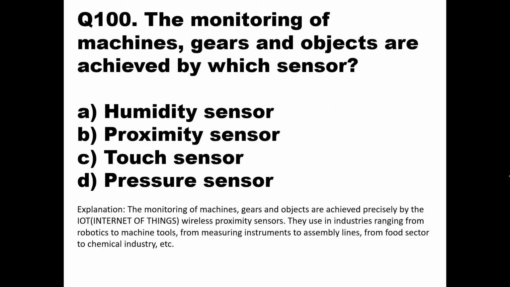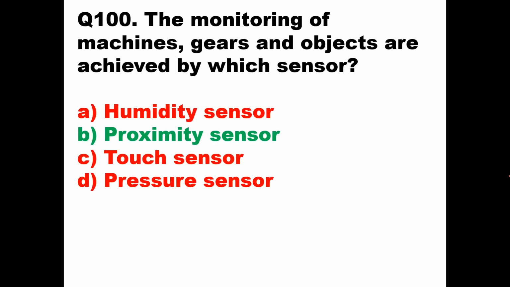The monitoring of machines, gears and objects are achieved by which sensor? Okay, the monitoring of machine, gears and objects are achieved by Internet of Things, IoT, wireless proximity sensors. Again, we have come into the concept of proximity sensor, which will emit a certain electromagnetic field or electromagnetic ray or infrared ray, and it will wait for the return signal, and depending upon the parameters of the return signal, it will sense the object. Okay, then here the monitoring of machines, gears and objects are achieved by proximity sensor. Answer B will be the right answer.